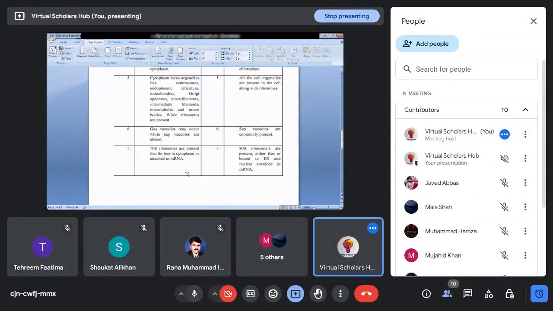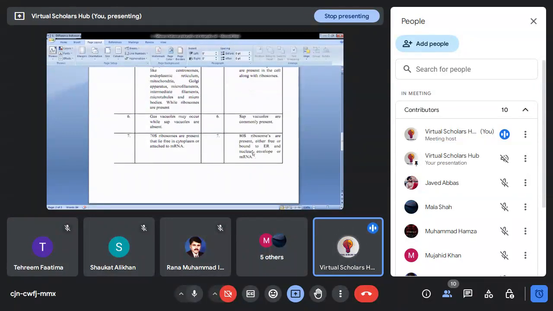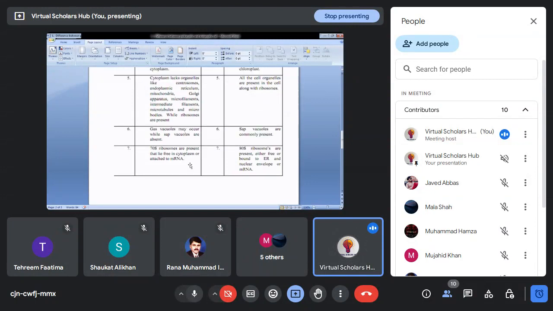And next, number seven, 70S ribosomes lie free in the cytoplasm or attached to messenger RNA. There are two important things. Number one is 70S, the centrifugation property: the ribosomes are 70S, while in case of eukaryotic cell these are 80S particles. Are you observing the last part? And the other thing is that the endoplasmic reticulum, because it is a membrane bounded organelle, is absent in the prokaryotic cell. So the ribosomes have to float inside the cytoplasm in free condition. These are absent on the endoplasmic reticulum because endoplasmic reticulum is not present.